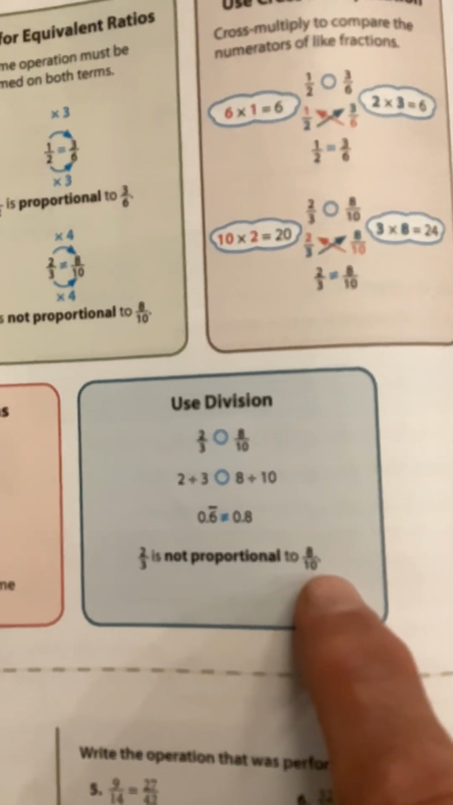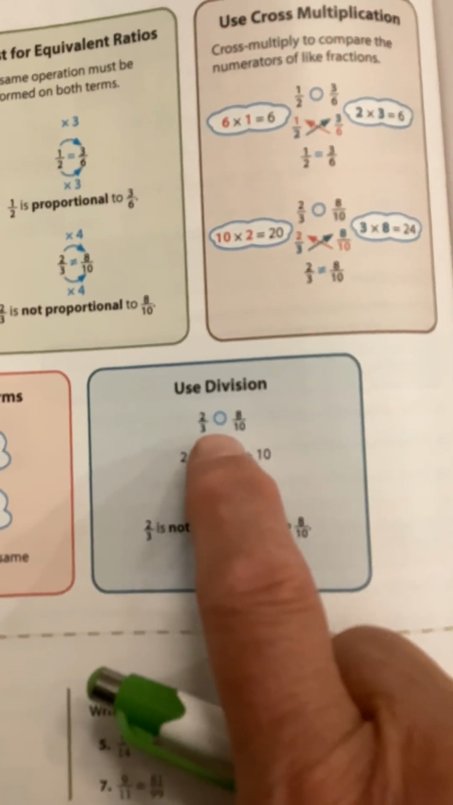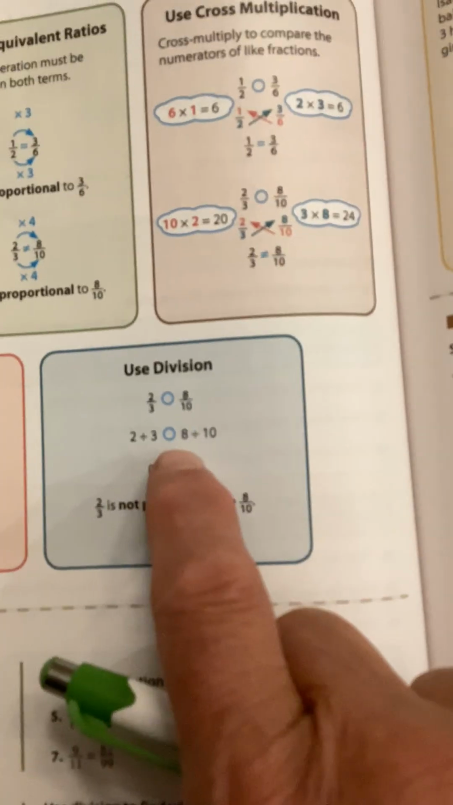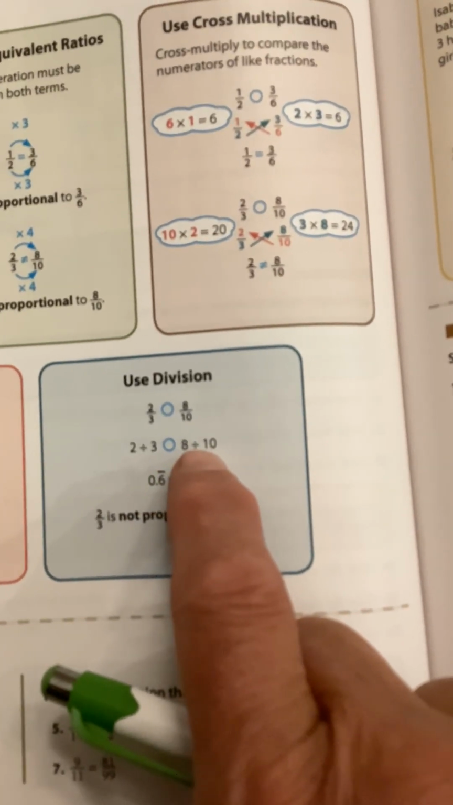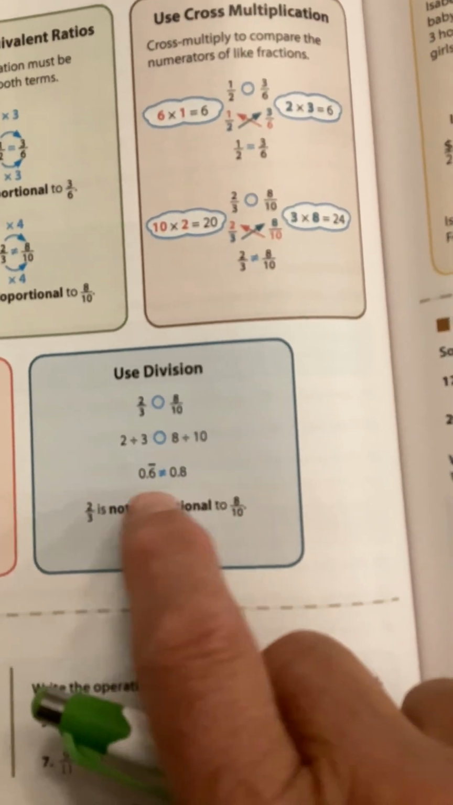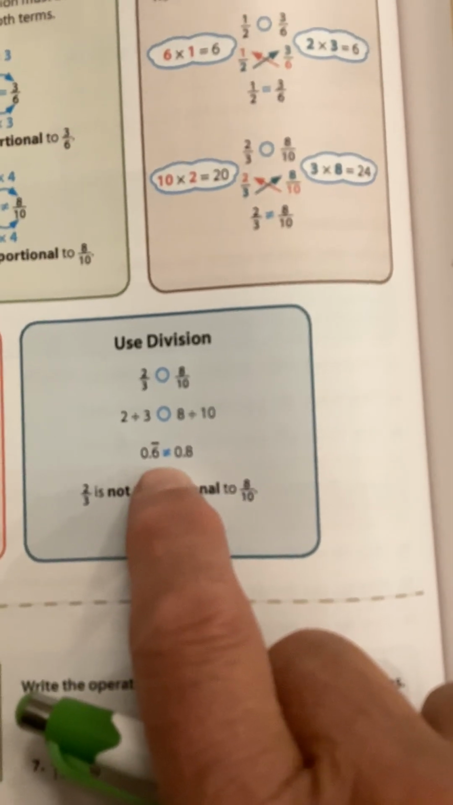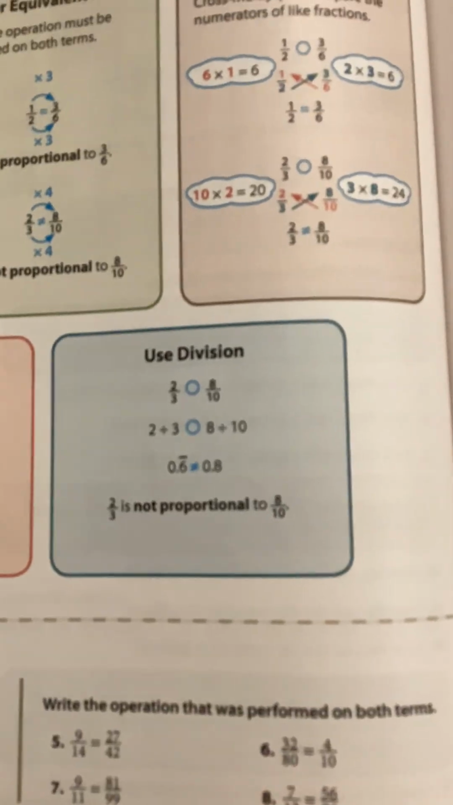And then you can just do the other way. You could just make them decimals. 2/3 is 0.6 repeating. 8/10 is 4/5, that's 0.8. So that's not proportional, because they have to be equal to be proportional, right?